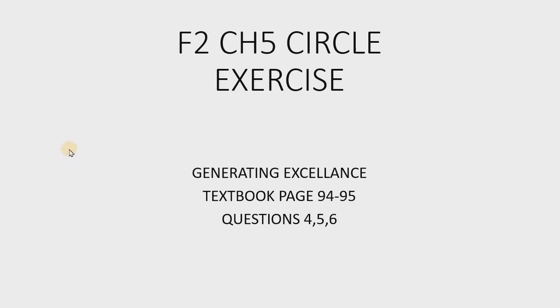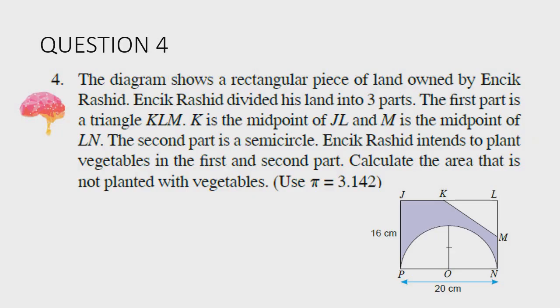Okay, we continue to questions 4, 5, and 6 for the Generating Excellence in your textbook, page 94 and 95. Okay, this is question number 5. It gives you a rectangular piece of land.